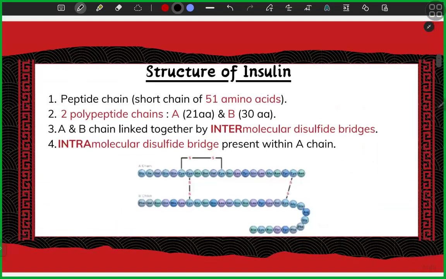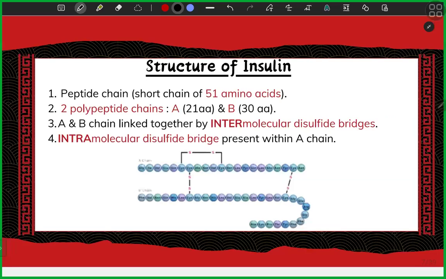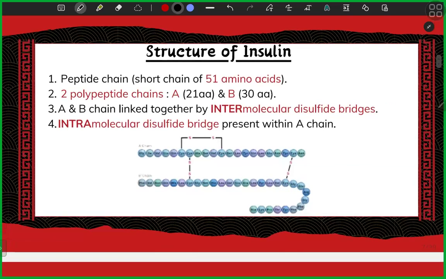In the structure of insulin, I don't think it's that important in MOL, maybe in ERP because you're taking the same thing in ERP. So the structure of insulin is a peptide chain, an amino acid chain. It has 51 amino acids. This slide is basically just memorization. There are two polypeptide chains, the A chain and the B chain. The A chain is shorter. It has 21 amino acids. The B chain has 30 amino acids. Okay, so this part is the confusing one.